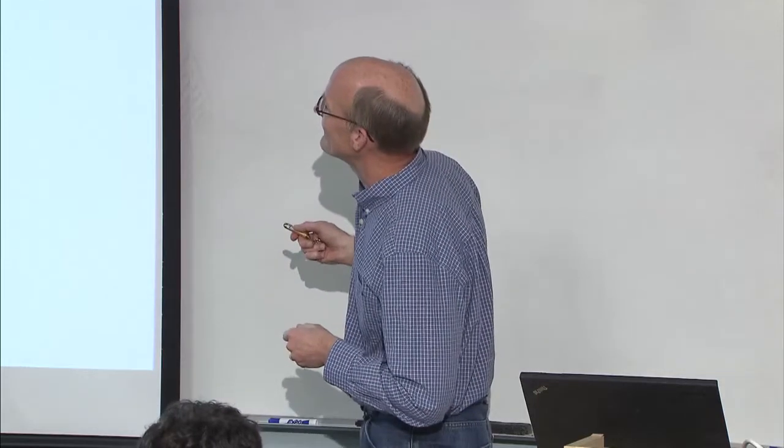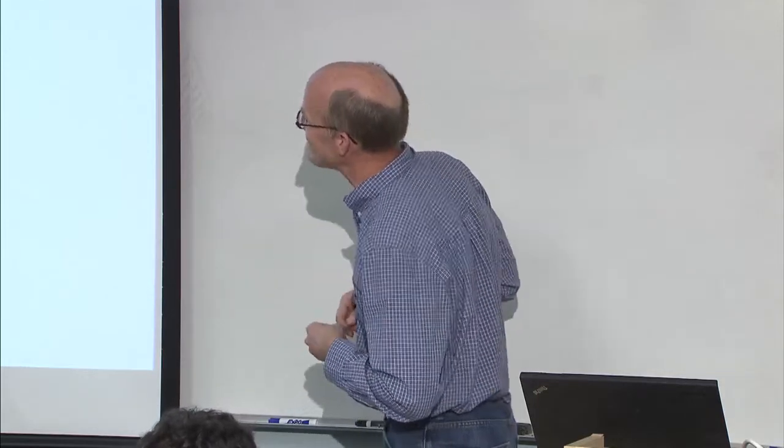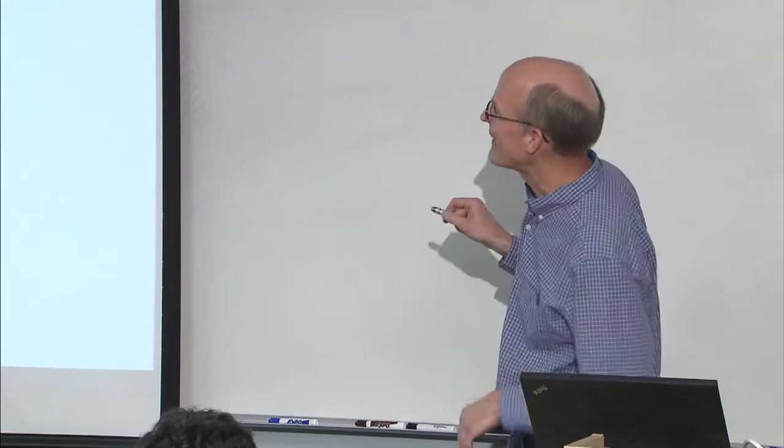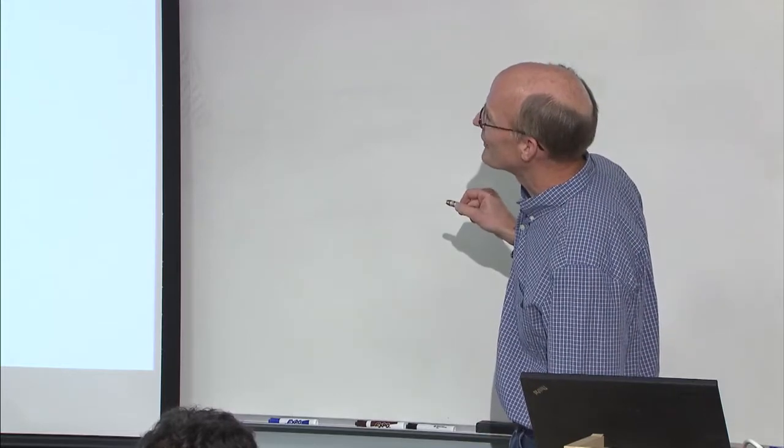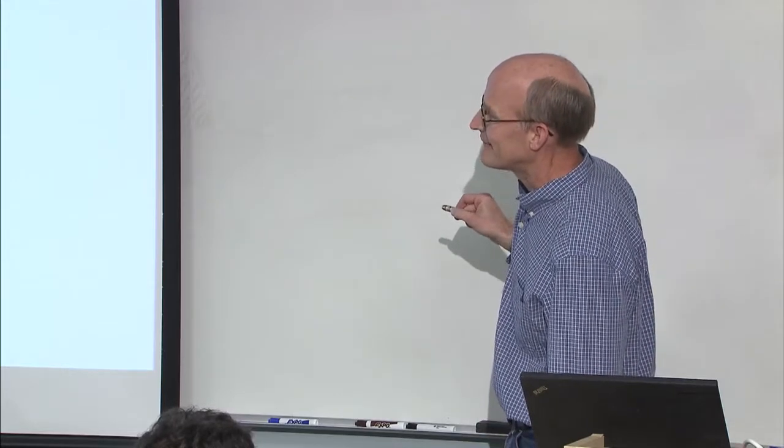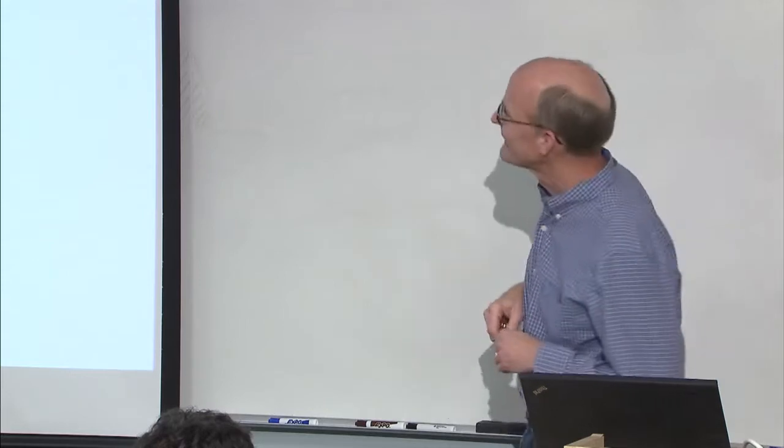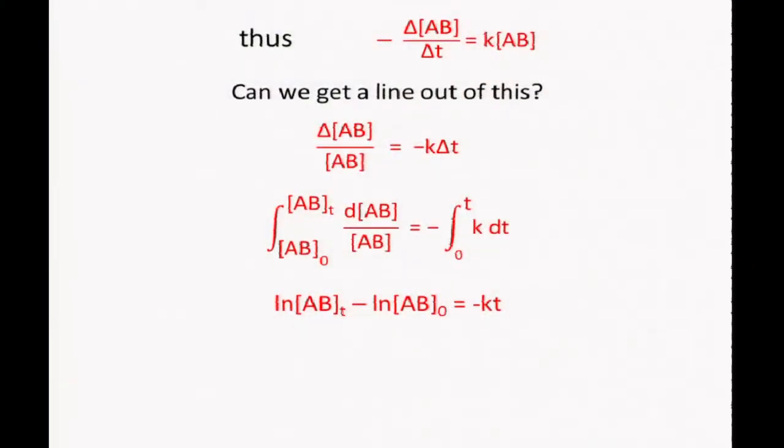So the right side's easy. You're just integrating k dt, and k is a constant. The left side, you had to remember the integral of 1 over x dx is the natural log of x. So I have the natural log of AB at time t, its concentration at time t. I subtract from that the natural log of the concentration of AB at time 0. Time 0 is 0 over here, so I only have the negative kt term on this side.